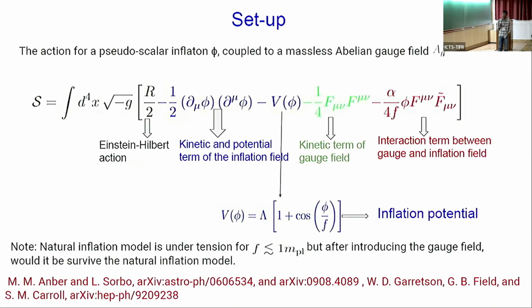This is the setup we are considering, where this is the Lagrangian for the inflaton field, this is the kinetic term of the gauge field, and this is the interaction term. The inflaton field is a pseudo-scalar field to preserve parity invariance. The potential of the inflaton is the natural inflation potential, and as I told you before, this model is under tension in the n_s-r plane. So after introducing this coupling, can we resolve this tension? We will see later.